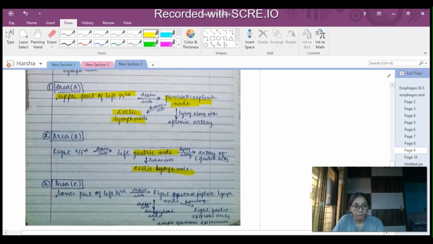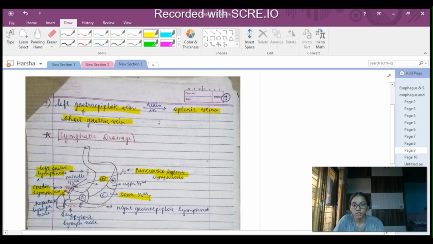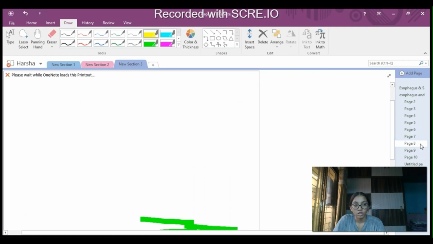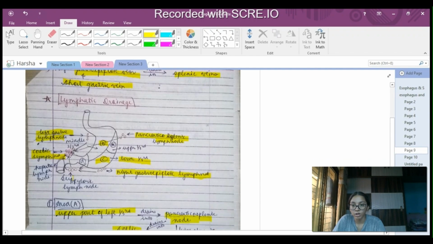Then area C, which is the lower left one-third part. This is the lower left one-third part that is termed as area C. And area C is draining into the right gastroepiploic lymph nodes, which are further draining into the subpyloric lymph nodes. So this is area C, draining into the right gastroepiploic lymph nodes, which further drain into the subpyloric lymph nodes.